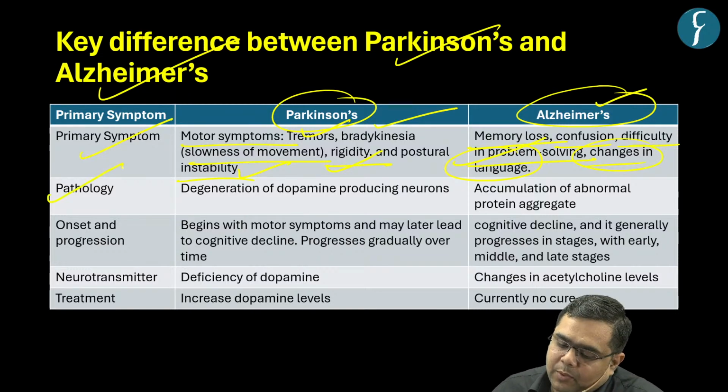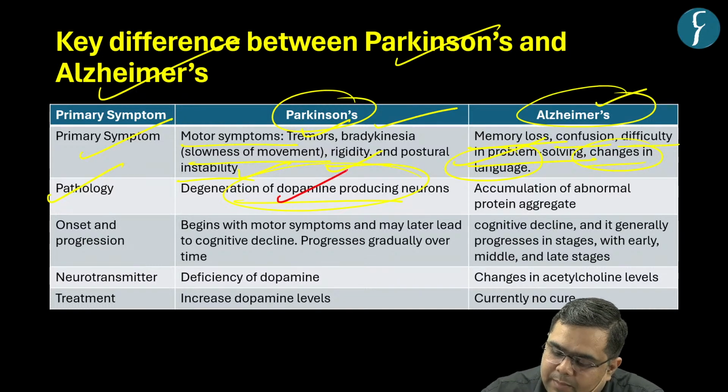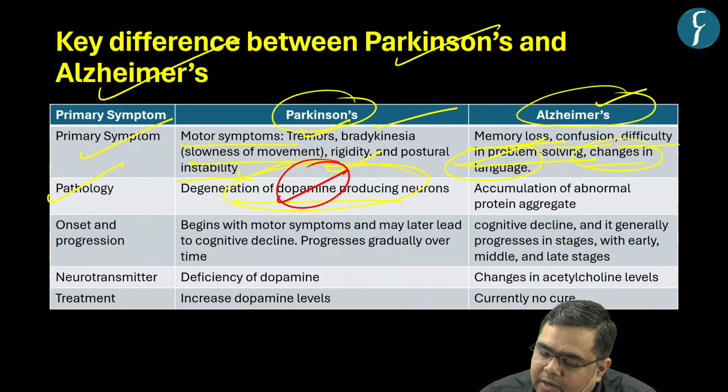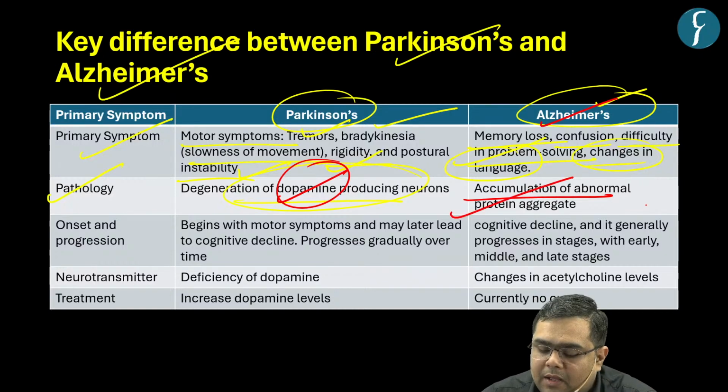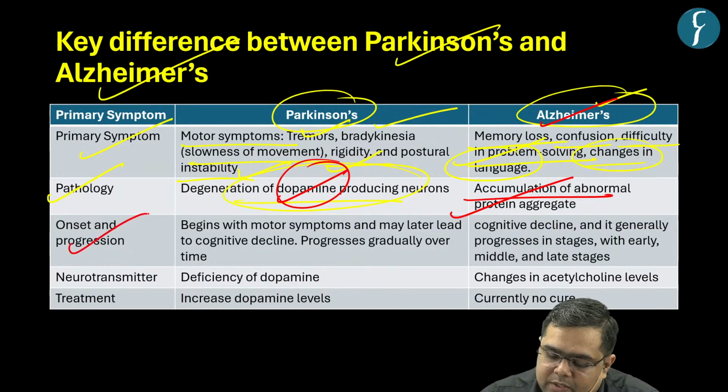Then another point of difference is pathology. Parkinson's is caused because of degeneration of dopamine. See, dopamine is again a neurochemical transmitter which acts as a stimulus to our brain. Then what is the issue with respect to Alzheimer's? Alzheimer's is caused because of accumulation of abnormal protein in the brain, as seen in the previous image, right?